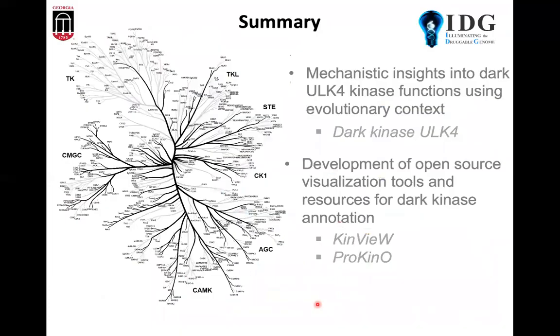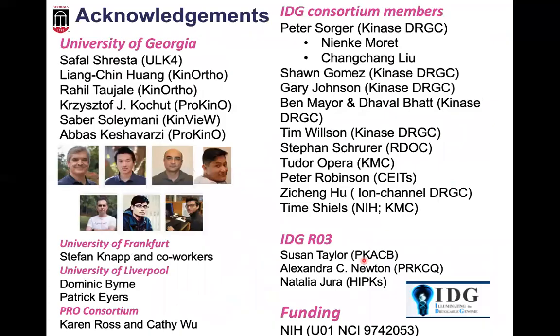So in summary, I've given you a brief overview of how we're using evolutionary context to formulate and test new hypotheses on dark kinases using ULK4 as an example. I've given you a brief update on our progress with the KinView and the protein kinase ontology.